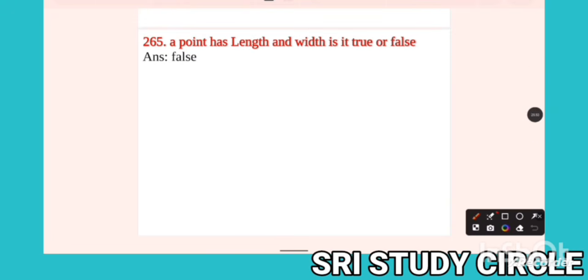A point has length and width. Is it true or false? No. It has no length, no width. So false is the right answer.